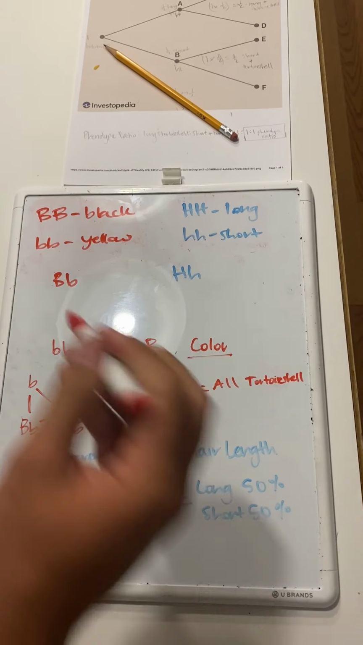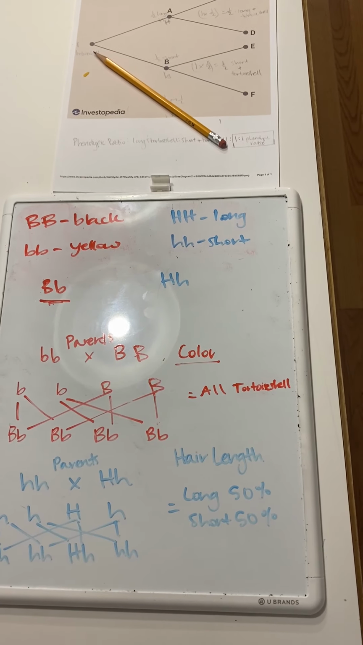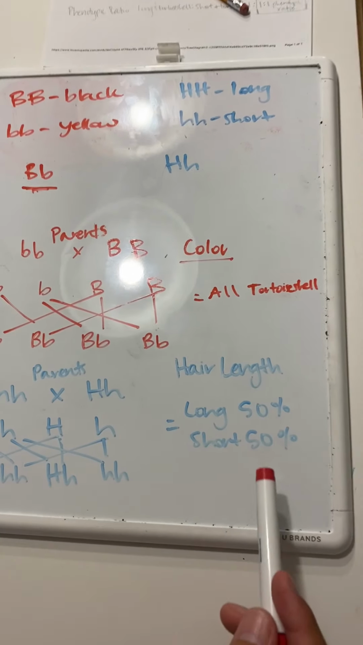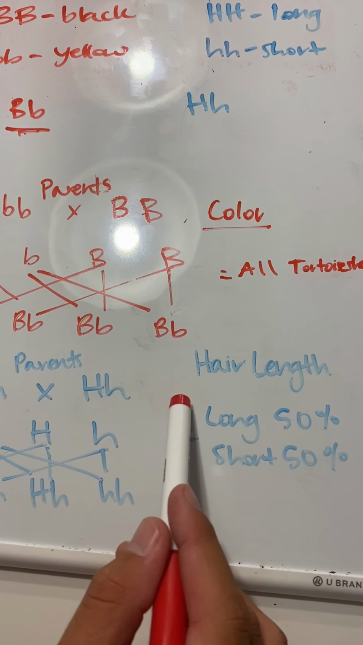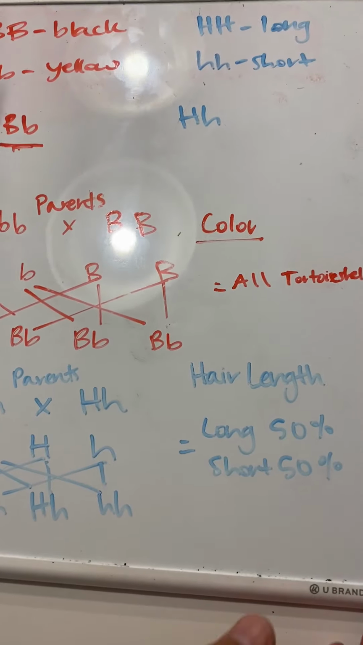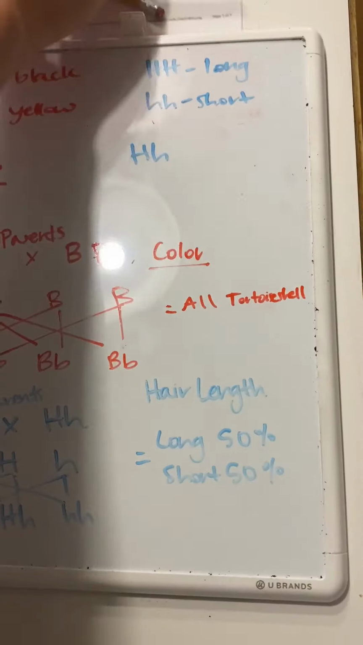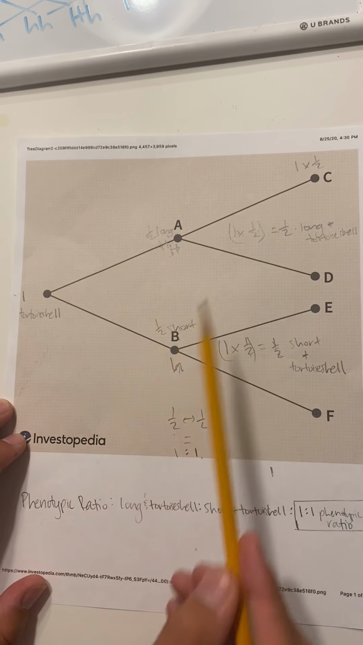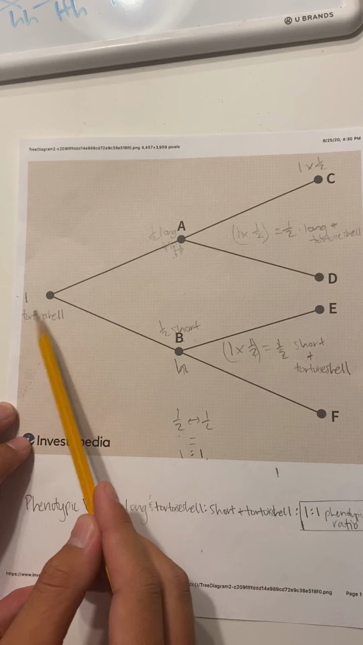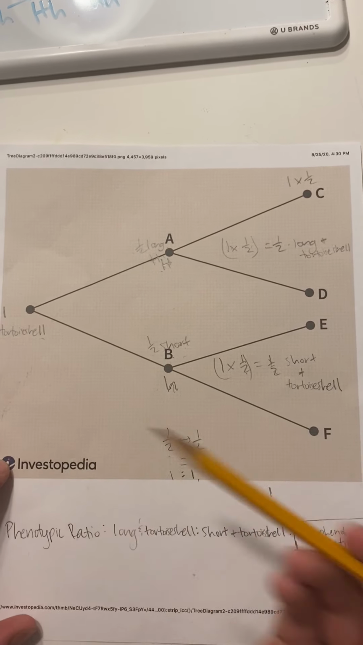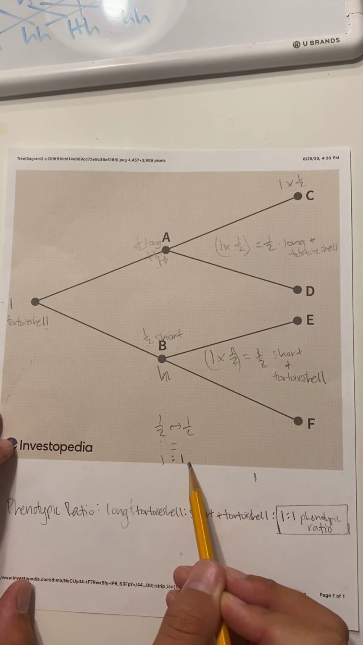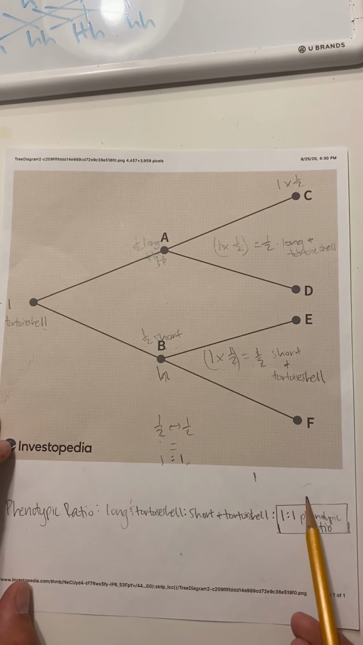They all would be represented by big B, little b. However, the hair would be represented with a 50% chance of having long, 50% having short. This can be depicted in the branch diagram. As you can see, half long and half short would be multiplied by one tortoiseshell. This would give us a 1/2 to 1/2, 1-to-1 phenotypic ratio.